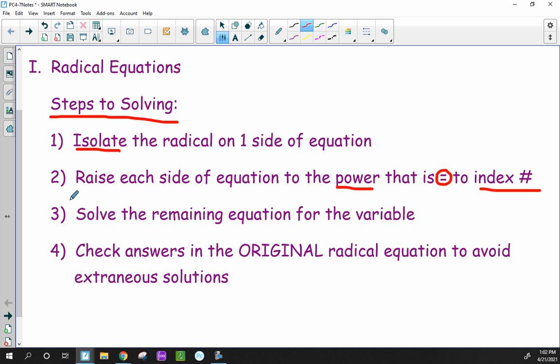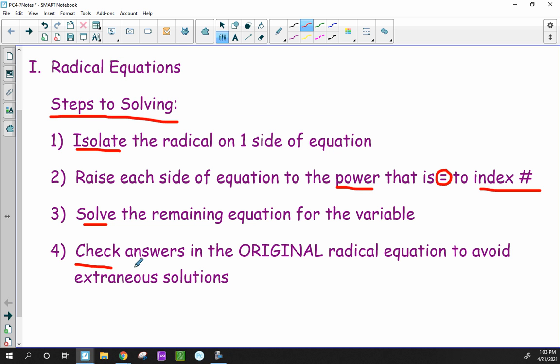Step 3, once you do that, you're going to solve the remaining equation for the variable. Again, just use equation skills that you've learned from Algebra 1. Transpose, multiply, divide, whatever it takes to get x by itself. And step 4 is not optional. Step 4 has to be shown.